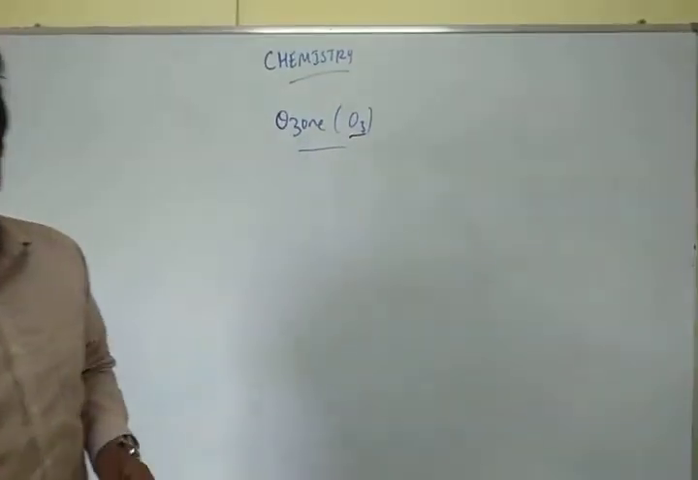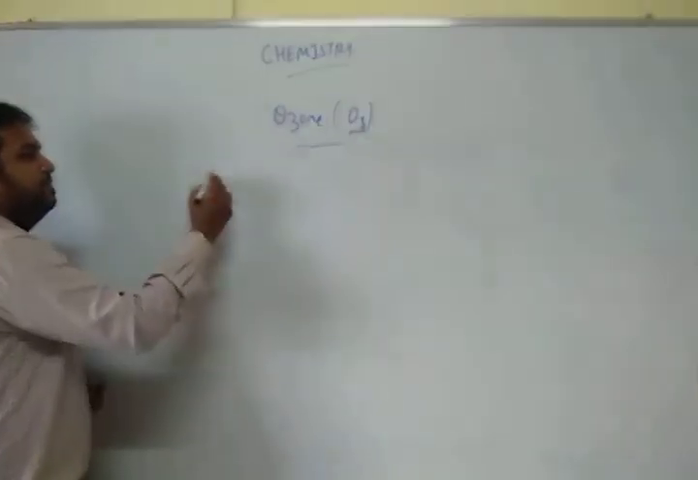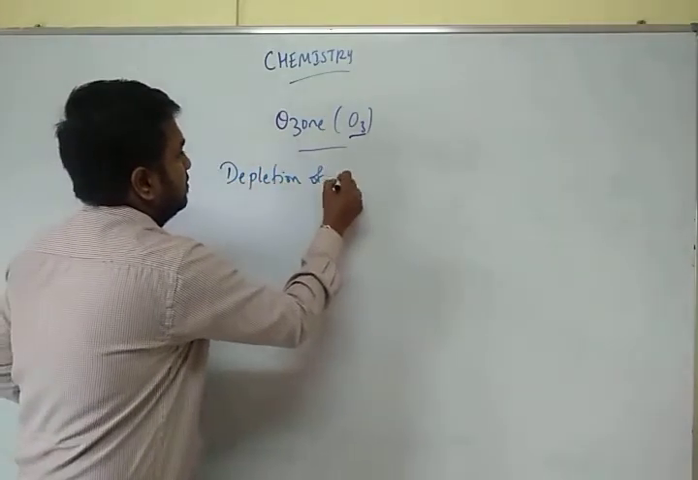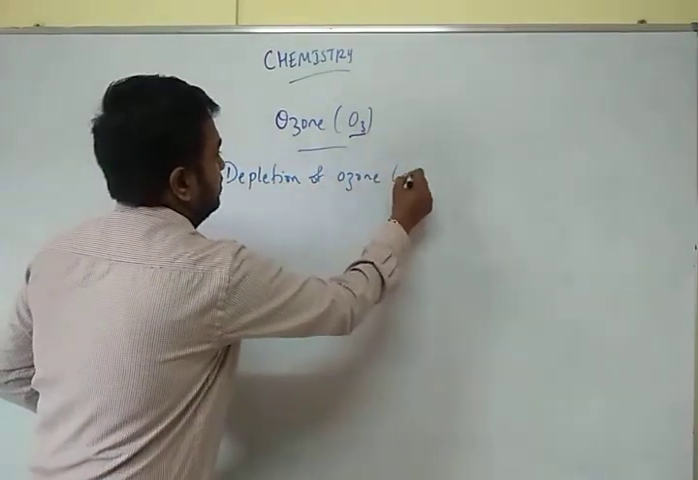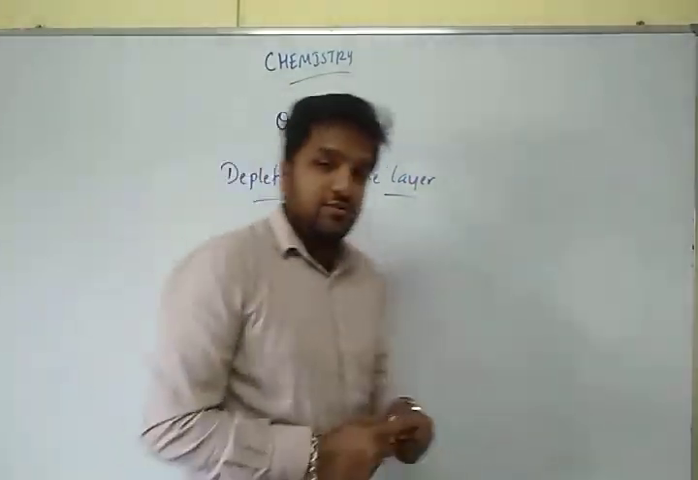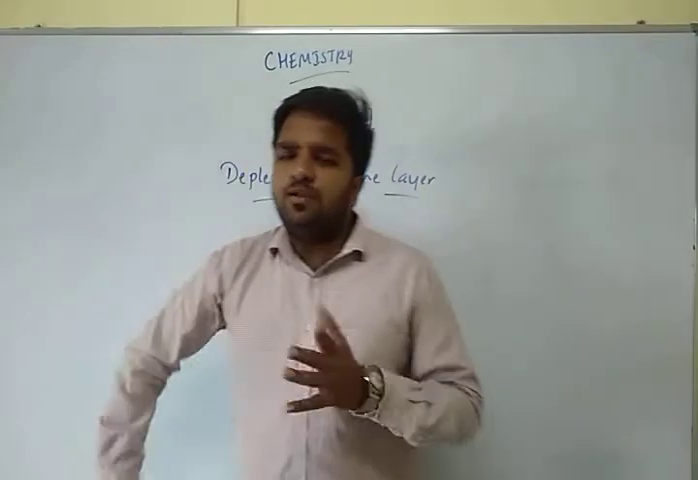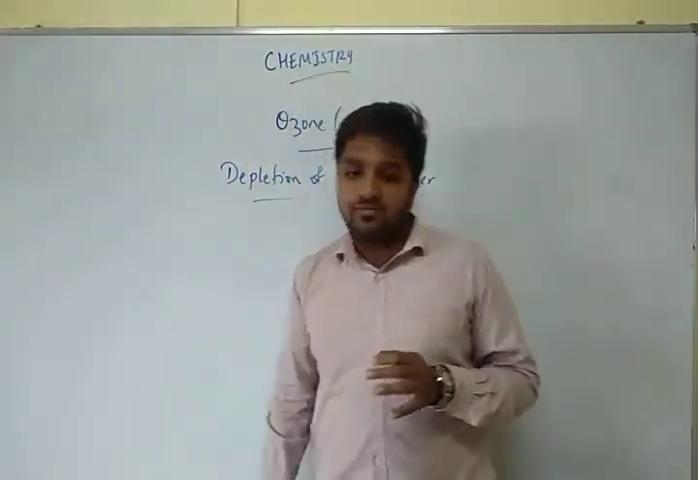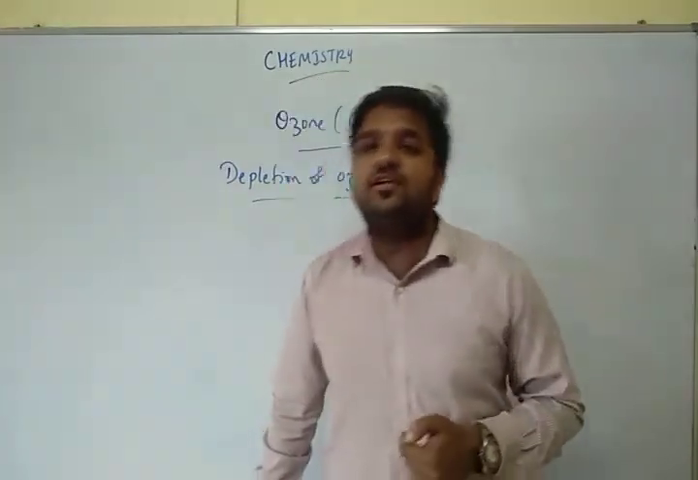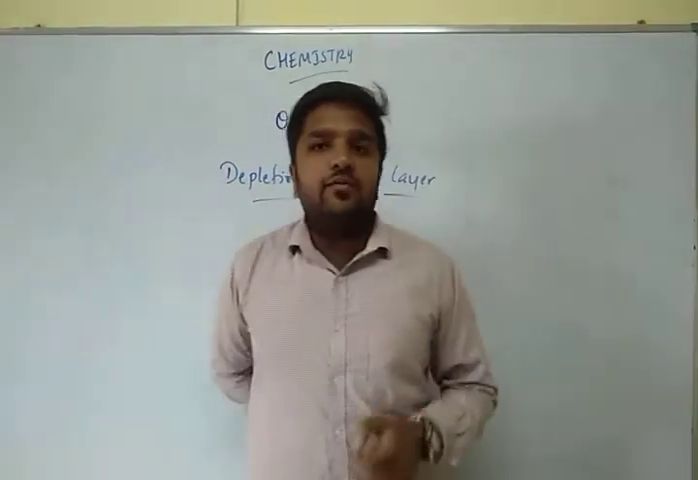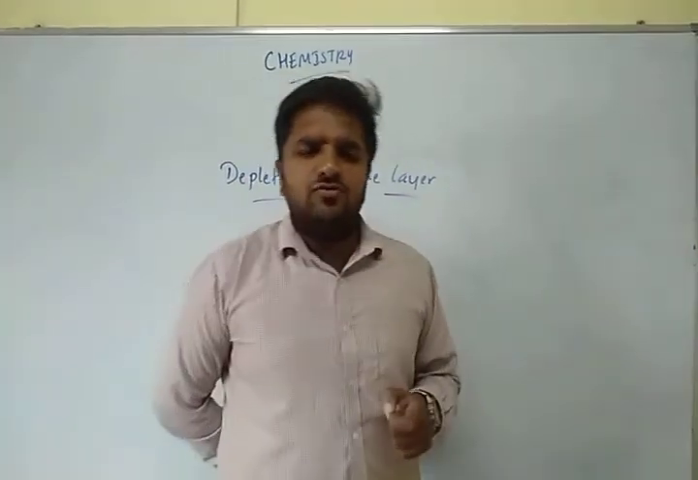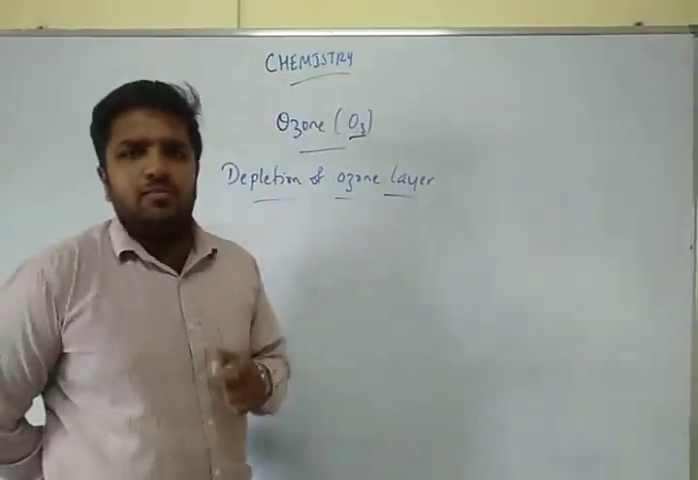So what are the reasons for the depletion of the ozone layer? You know that we have studied this in the previous classes also. Depletion of the ozone layer is a problem because we need to protect the ozone layer. Why is it so? Because the ozone layer is protecting us from the dangerous ultraviolet radiations which are released from the sun. So depletion of the ozone layer is our main problem nowadays.